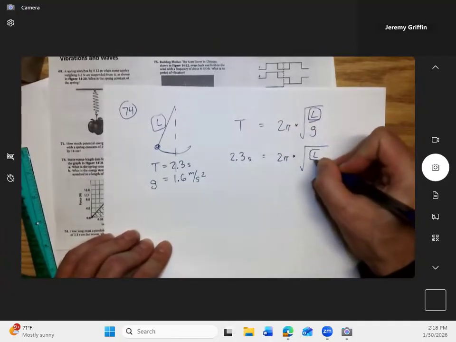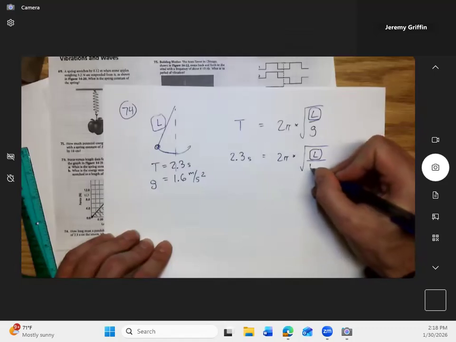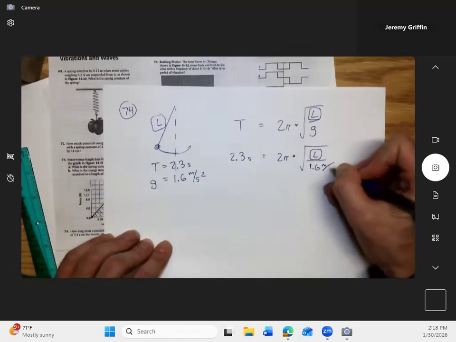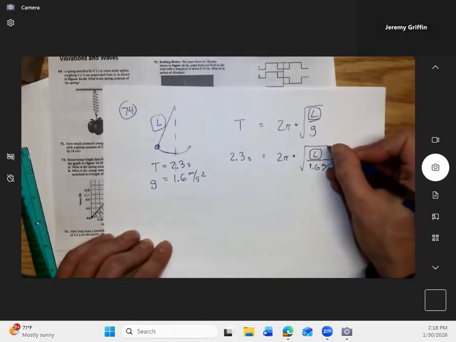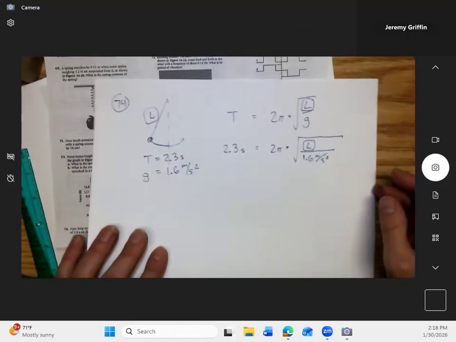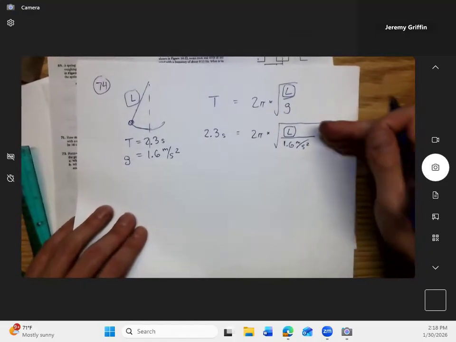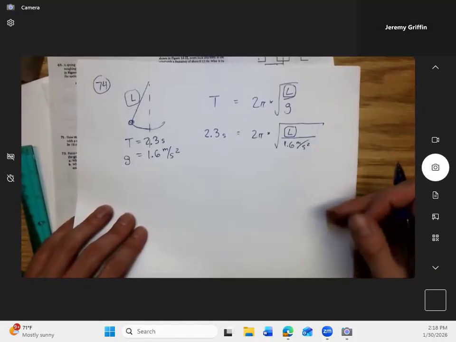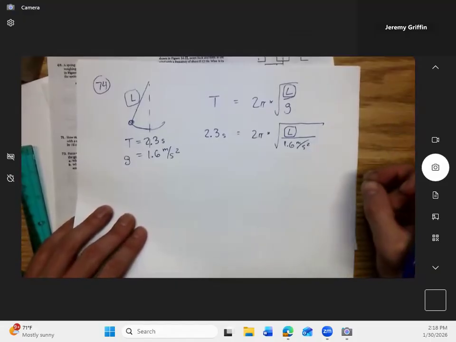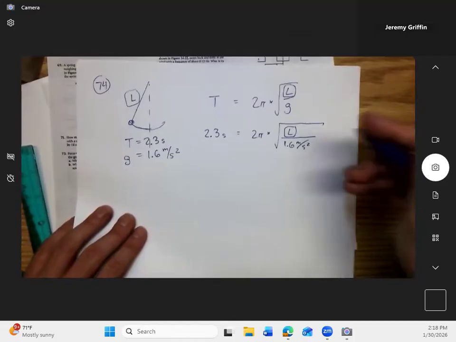Okay, we've got to figure out how long this pendulum is, and we know the gravity field is 1.6 meters per second squared. Extend my fraction bar, my root. That looks a little better. All right, so you just have to do a series of algebra steps. What's the next algebra step? Square it. Sure, let's do that.